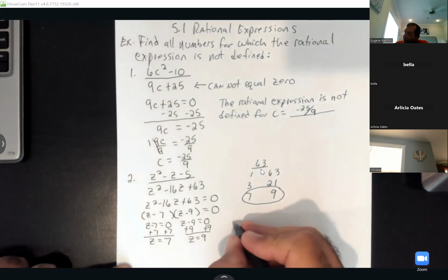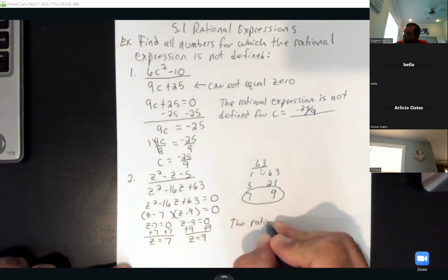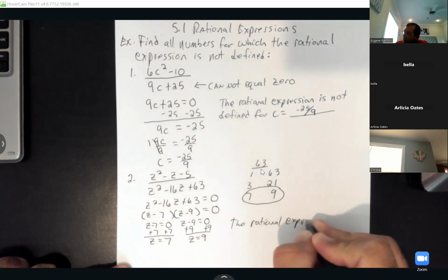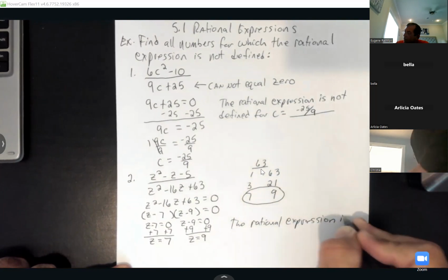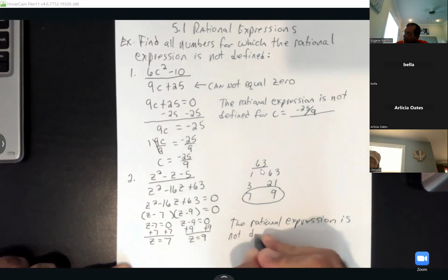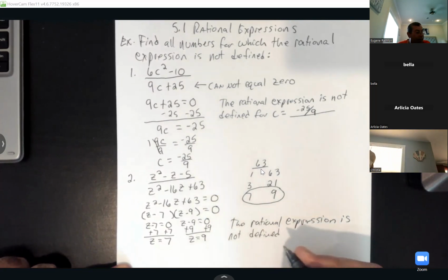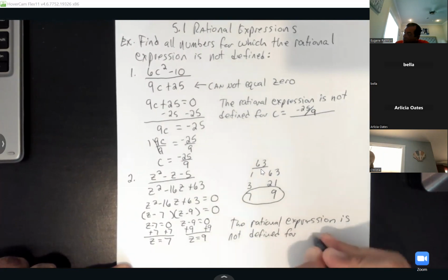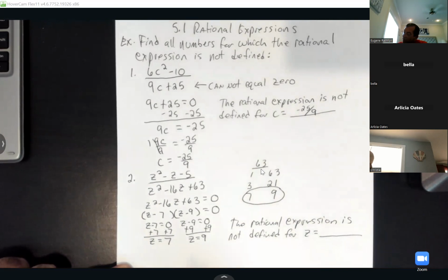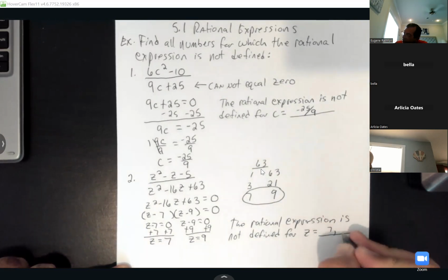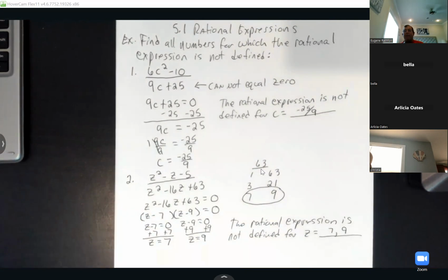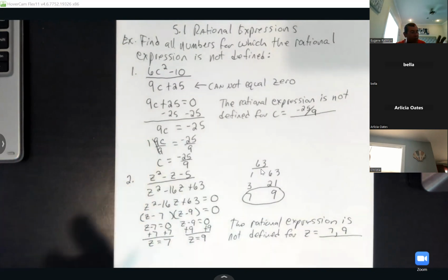So on this problem, the rational expression is not defined for z equals blank. And since I had two numbers, I would have to come in and put my 7 and 9. So the first two problems, they don't want the domain, they just want the numbers that you would technically exclude from that domain.